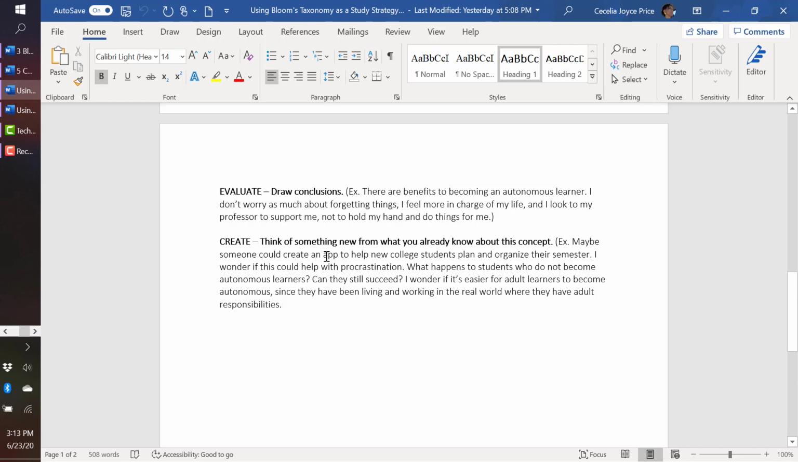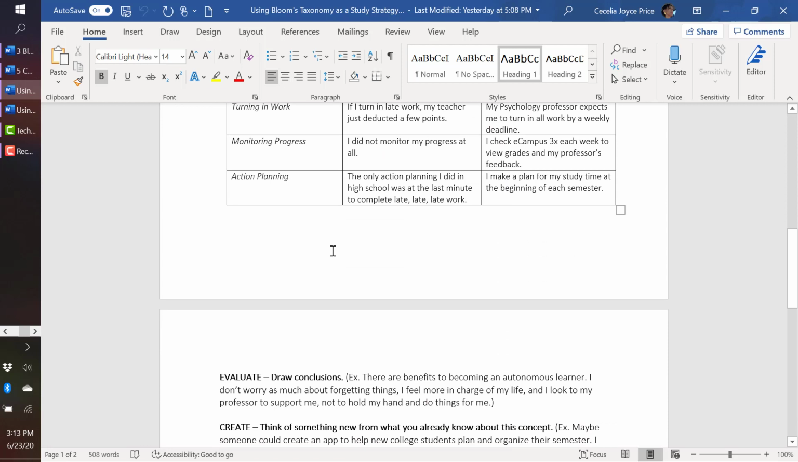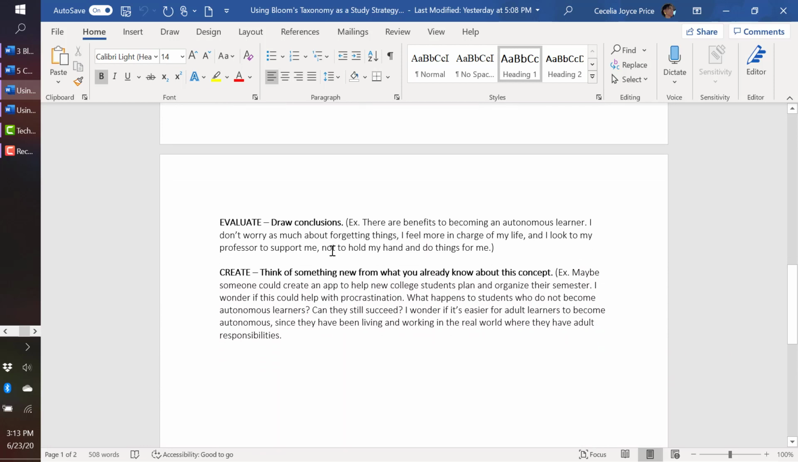But you can't do any of that unless you've done all these other steps. You have the capability of doing all these other levels of thinking, okay? So, draw conclusions. That's what you're doing. There are benefits to becoming an autonomous learner. I don't worry as much about forgetting things. I feel more in charge of my life, and I look to my professor to support me, but not hold my hand and do things for me. This person just drew a conclusion about the concept of autonomous learning.